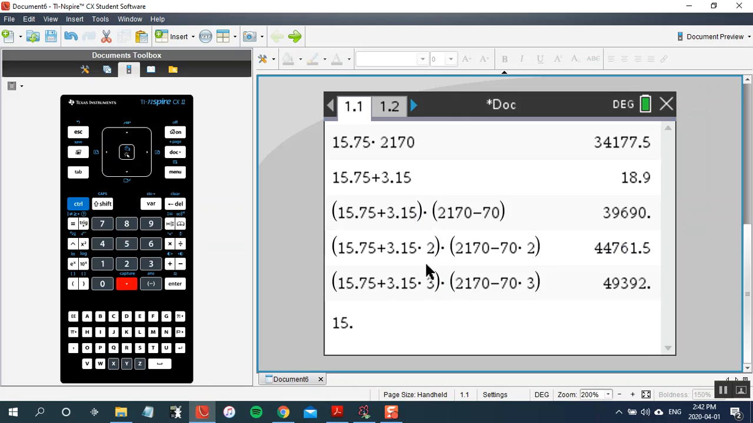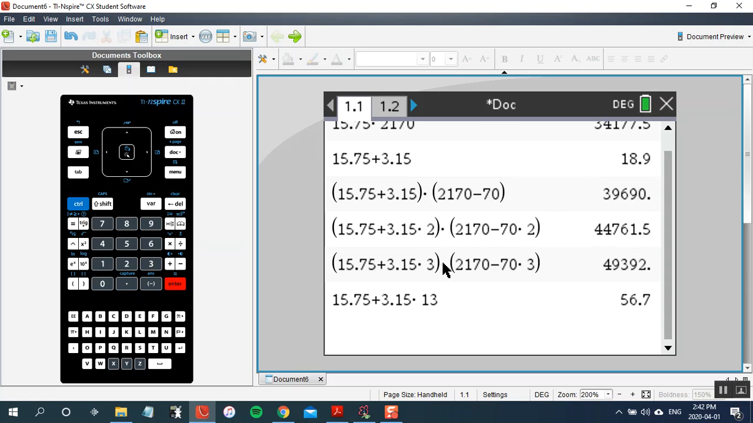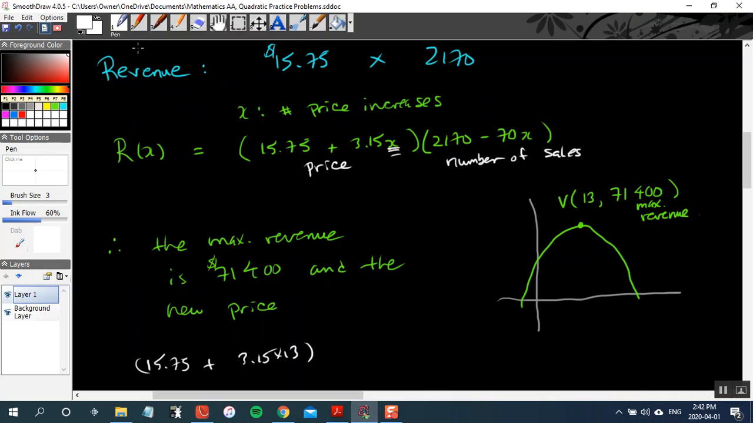So 15.75, X is 13. That's 13 increases of $3.15. Drum roll, the new price is going to be $56.70. And clean this up a little bit.